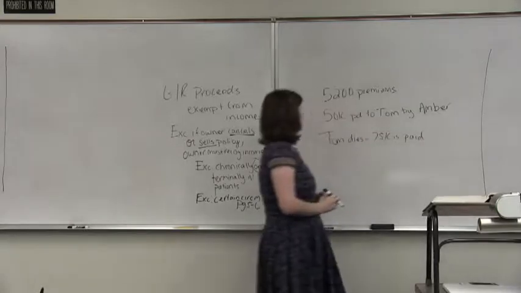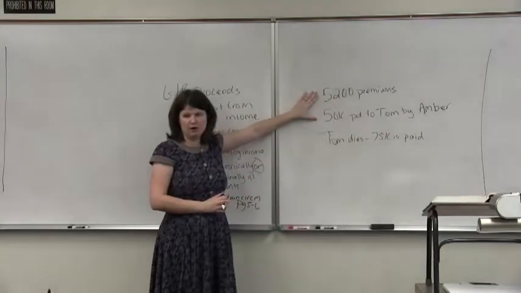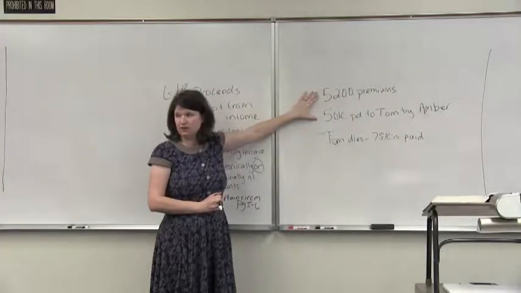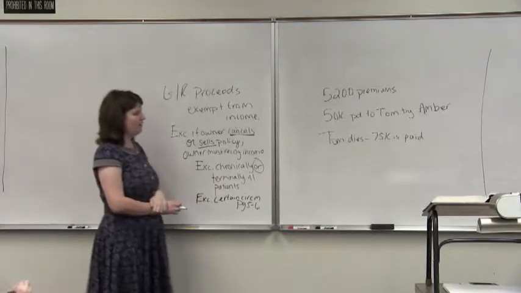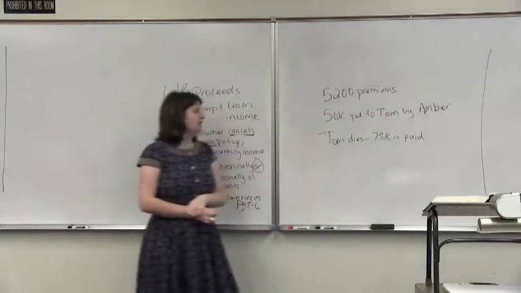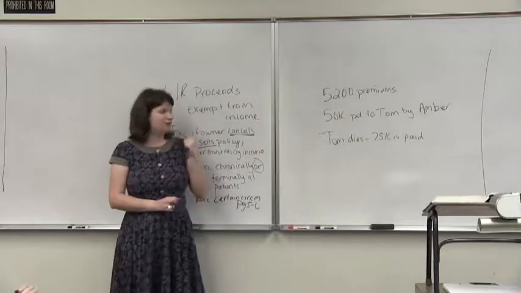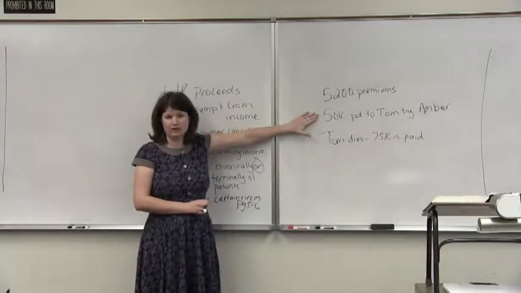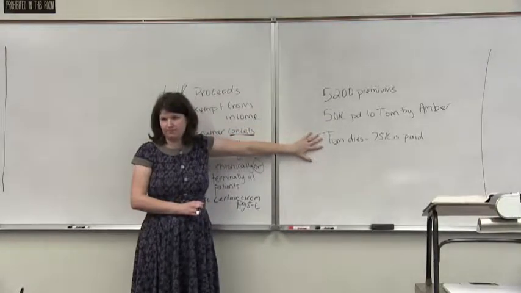Okay? So, is Tom going to have to recognize any income upon transferring this policy? No, because he is terminally ill, and that is an exception. Okay? Now, when Tom dies, $75,000 is paid. Is Amber going to have to recognize any income? Yes. Equal to the difference in what they paid for it and what is received when Tom dies.